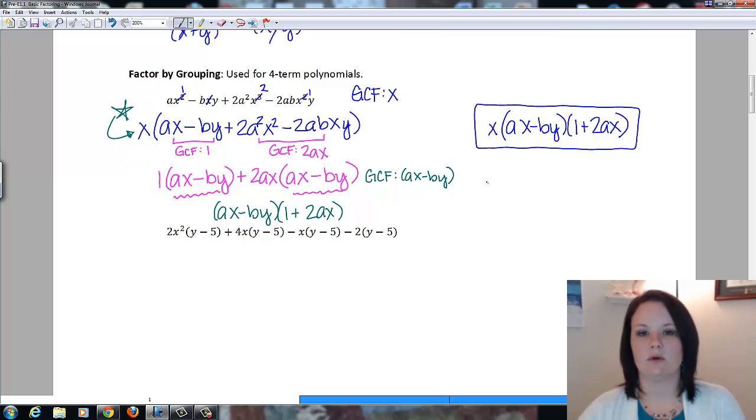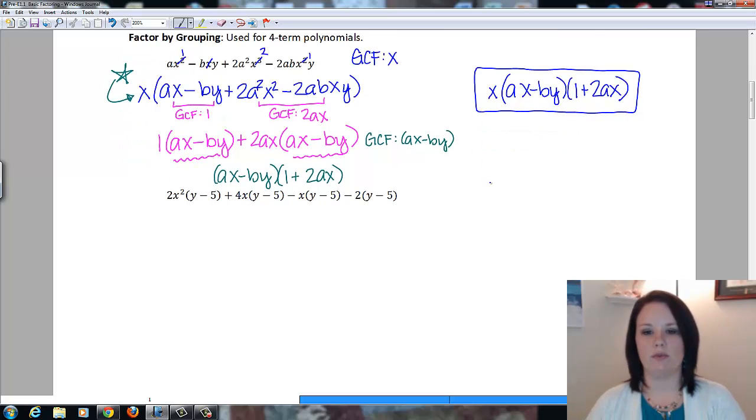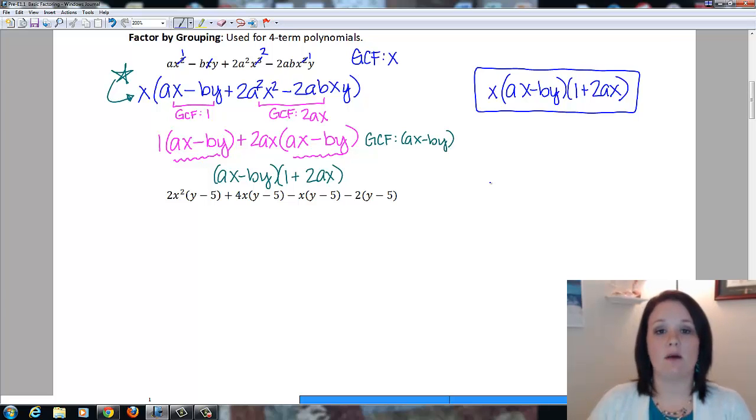Let's look at another one. Here's another one with grouping. Remember, anytime we do grouping, we always look for a greatest common factor before we do anything else. So my greatest common factor from all these terms, they don't all have numbers and variables when I look at their coefficients.